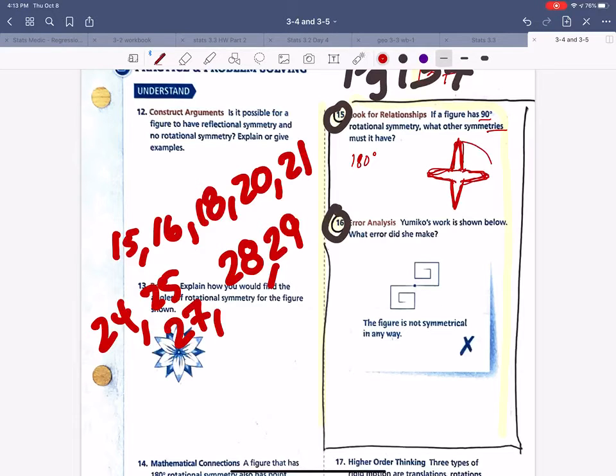You could also rotate it, I guess, to 270, and that would be the same. But I'm not sure that that's what that would mean. So I'm just going to leave it as 180.